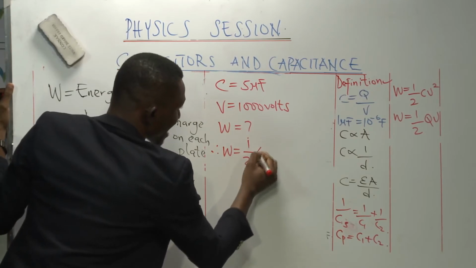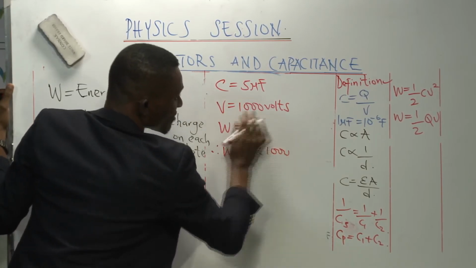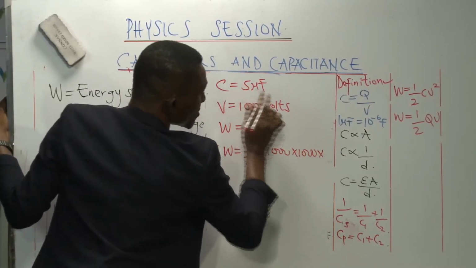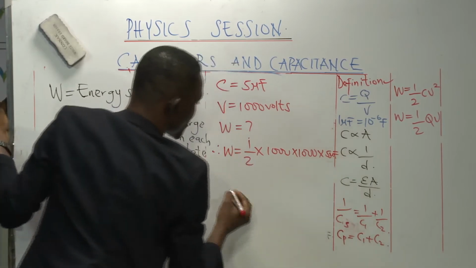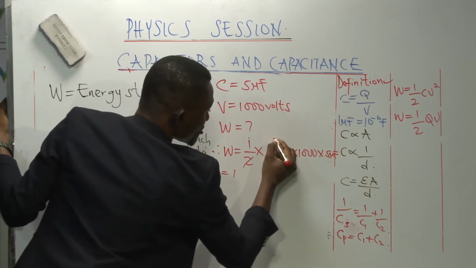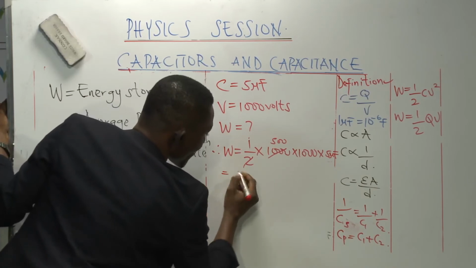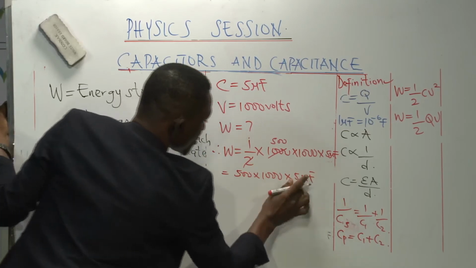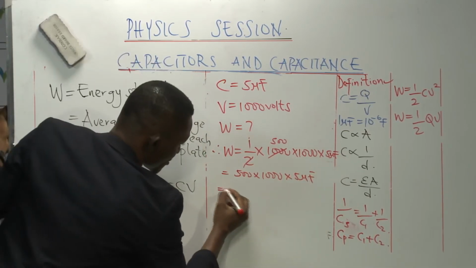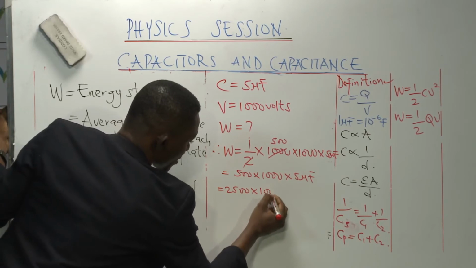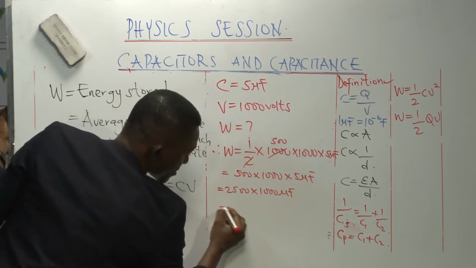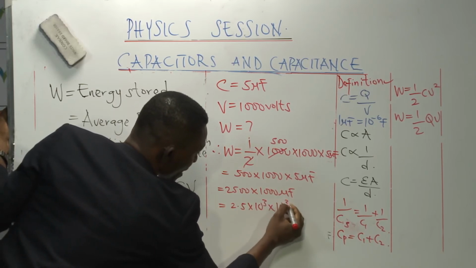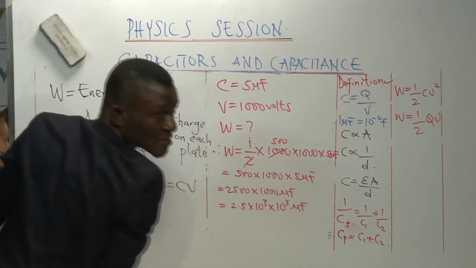So let's quickly run through that. We have half times 1000. Don't forget the voltage is squared. So 1000 times 1000 times 5 microfarad. Half of 1000 is 500, so we have 500 times 1000 times 5 microfarad. So 5 times 500 is going to give us 2500 times 1000 microfarad. And that's going to give us 2.5 times 10 to the power of 3 times 10 to the power of 3 microfarad. You going with me?